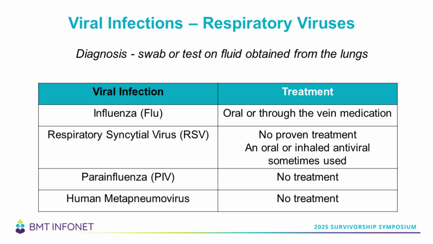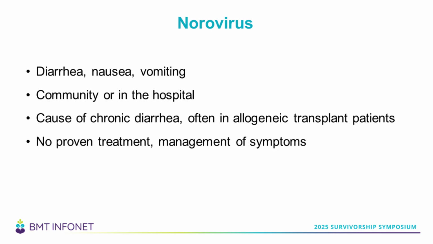At this time, only influenza has an approved antiviral medication for treatment. The other viral infections do not have any specific approved treatments. Your transplant center might have very individual approaches to some of these infections, which might involve giving you other medications to support you through getting over this infection.